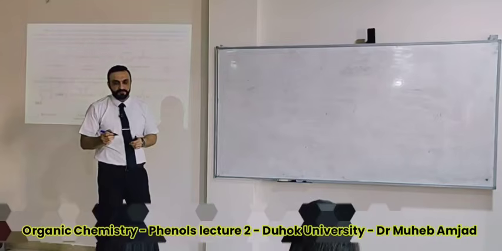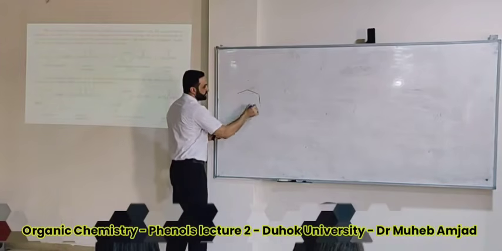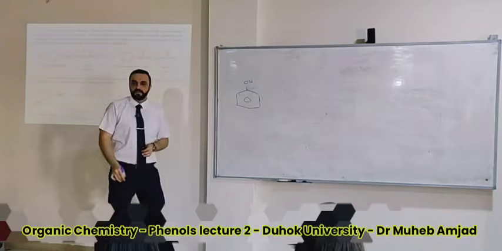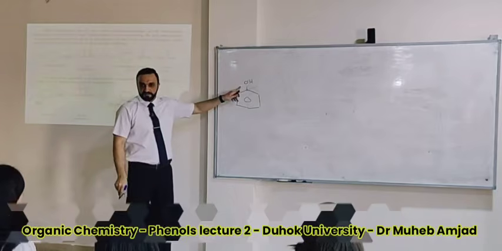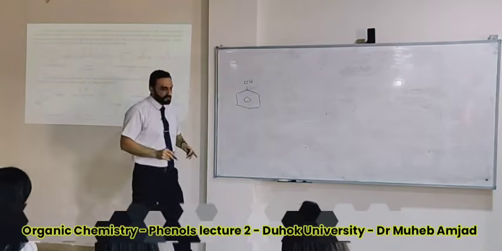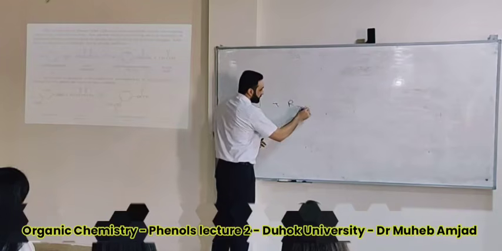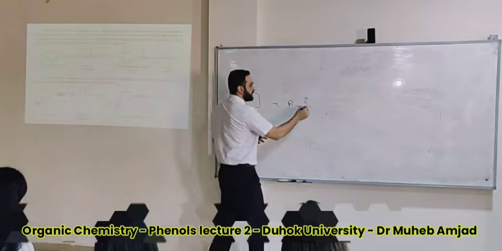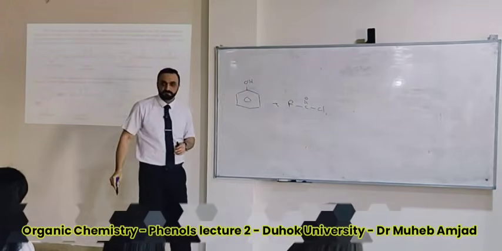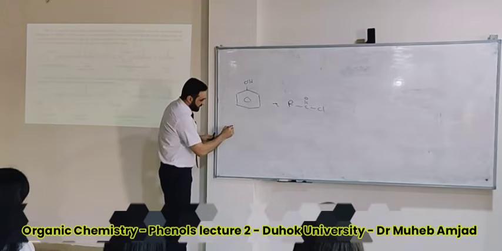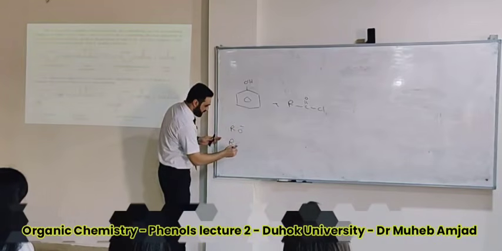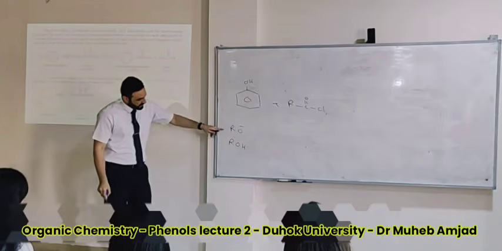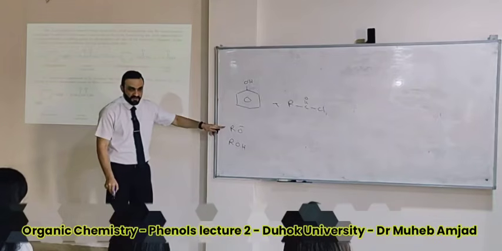So, look, this is phenol, a nucleophile. My question is, strong or weak nucleophile? Strong or weak nucleophile? This. Then, nucleophile, nucleophile. Which one is stronger than the other, this or this?